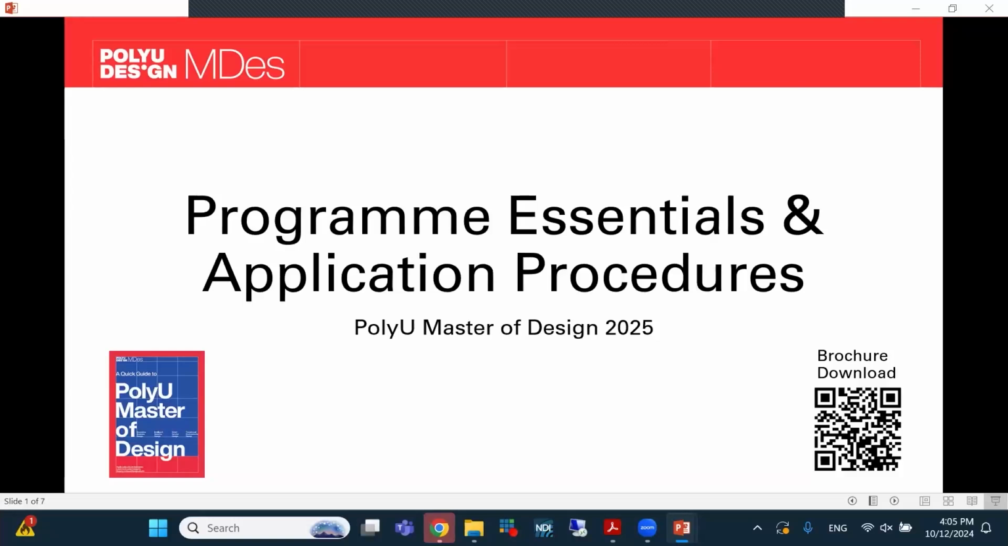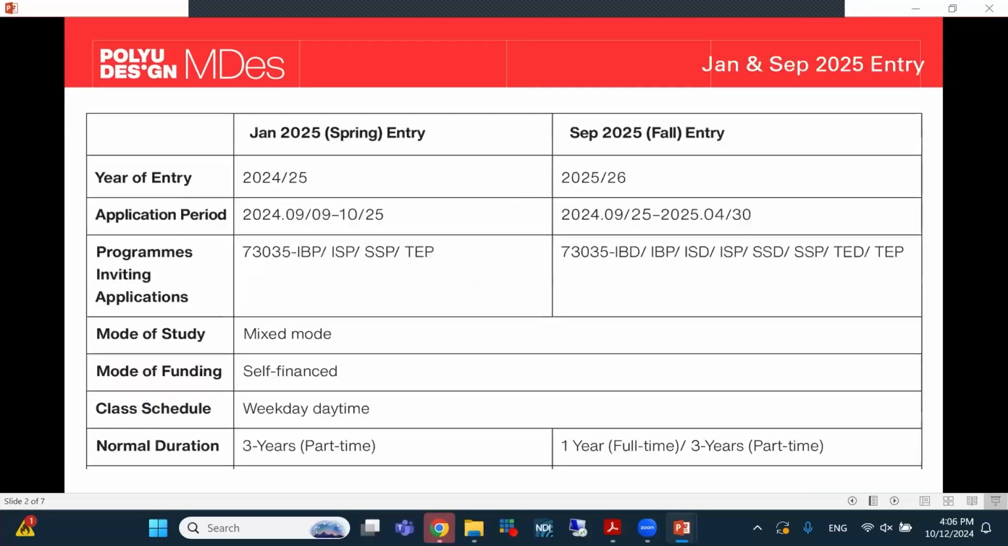The MDes has two intakes in 2025. The September intake is the one that we usually have, and January is the new one. You may wonder, which one should you consider? So I'm here to help you find out.